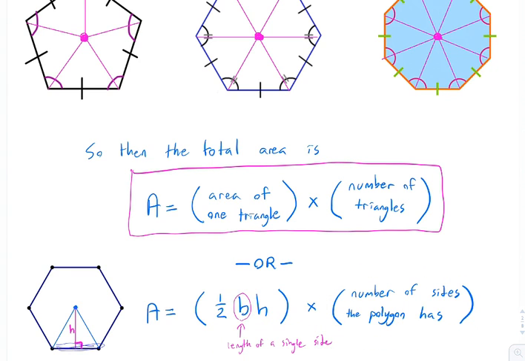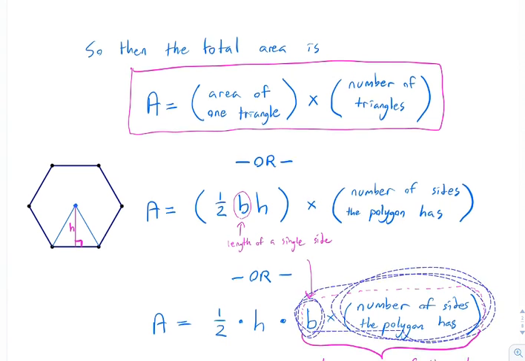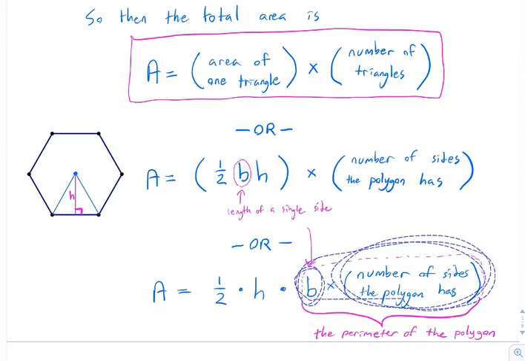If I take this length and multiply by 6, that's going to be here, 2, 3, 4, 5, 6. So multiplying that base times 6, since it's regular, all the sides are the same, that is exactly the perimeter. So if we rearrange this, 1/2 times, and I'll switch the base and the height because they're multiplication, the order doesn't matter. So 1/2 times height times that single side length times the number of sides. Well, that portion right there is just the perimeter of the polygon.